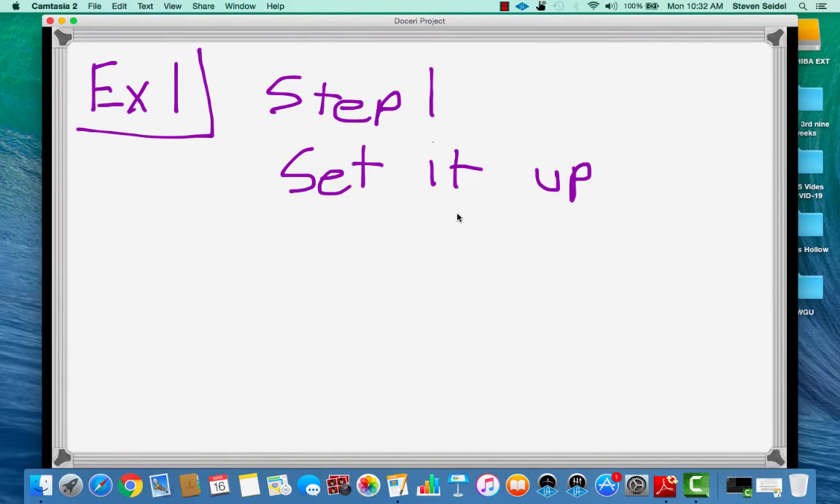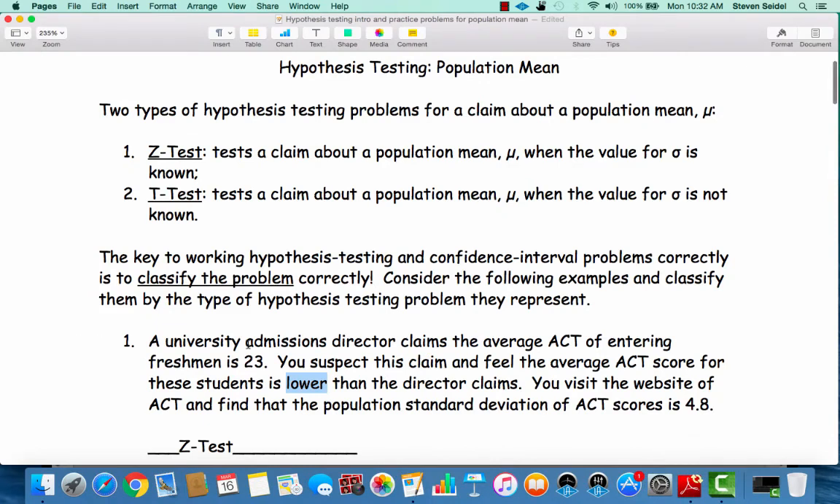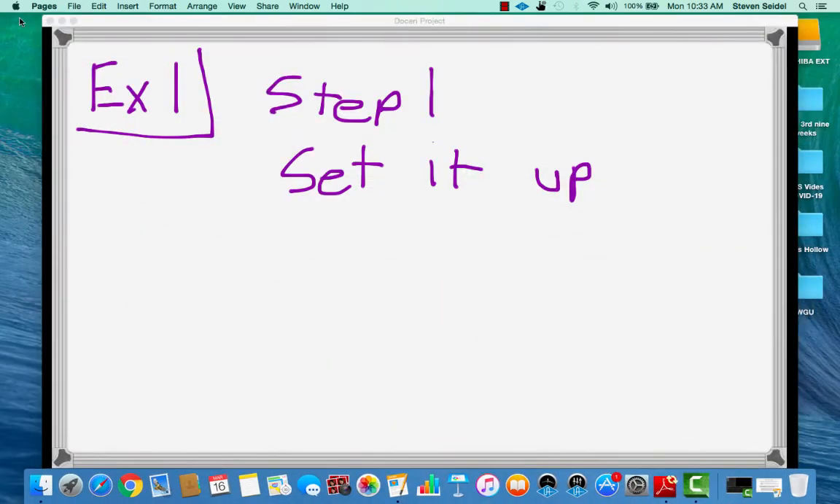So step one, set it up. Let's look back at our problem. We have the claim, ACT is 23. We know it's a Z-test because we're given a population standard deviation. So when I set it up, I'm simply going to write H subscript 0, mu, since they're making a claim about the population mean, is 23.